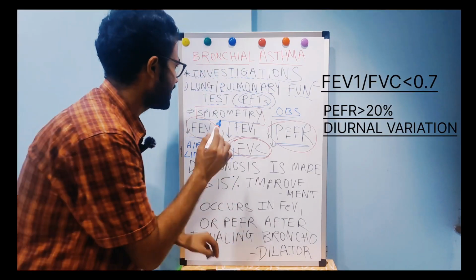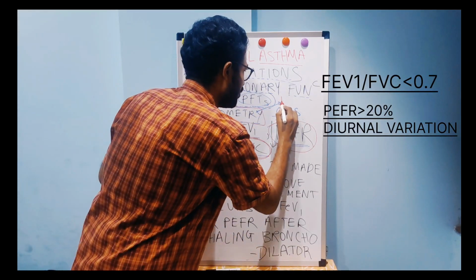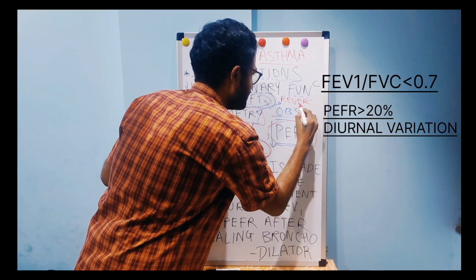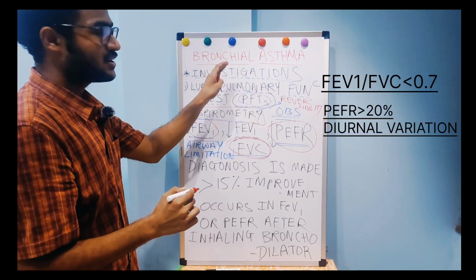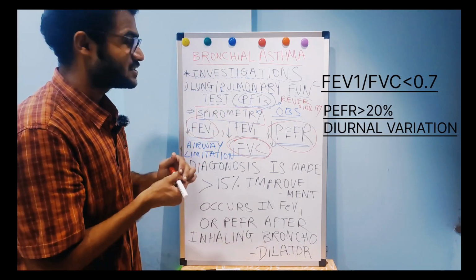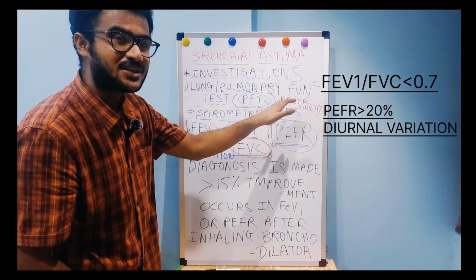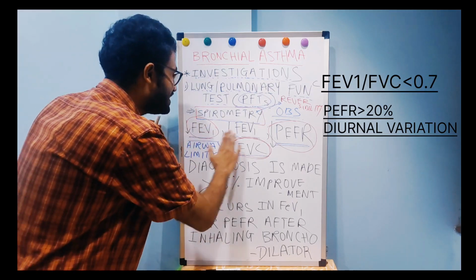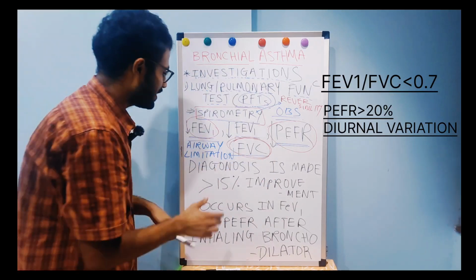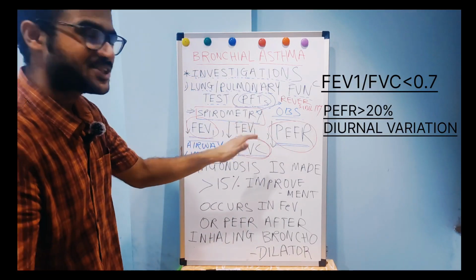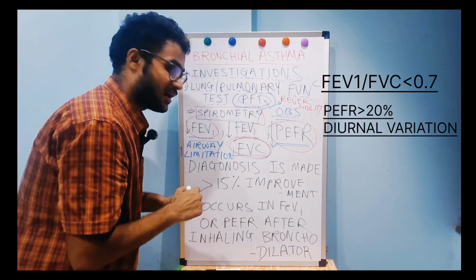So देखिए, spirometry tells about the reversibility of bronchial asthma. I have told you, bronchial asthma is a reversible obstructive pulmonary disease. So through spirometry you can find out the reversibility. आप इसकी reversibility find कर सकते हो. और through these tests, that is FEV1 by FVC or PEFR, you can find out airway limitation or obstruction. So basically this is about spirometry. और ये सुनिए, how the diagnosis is made.